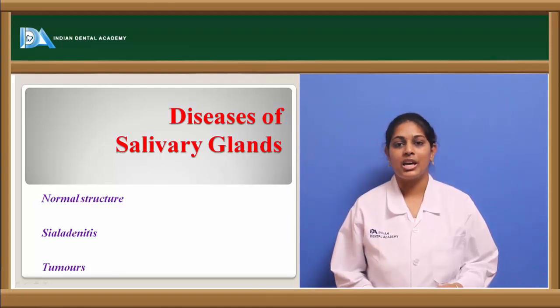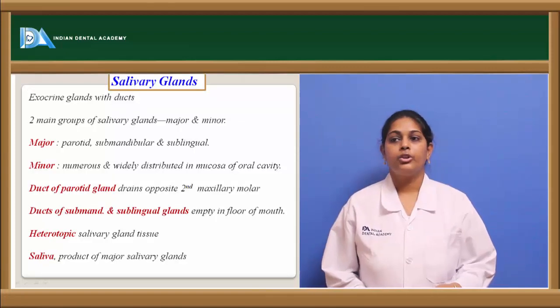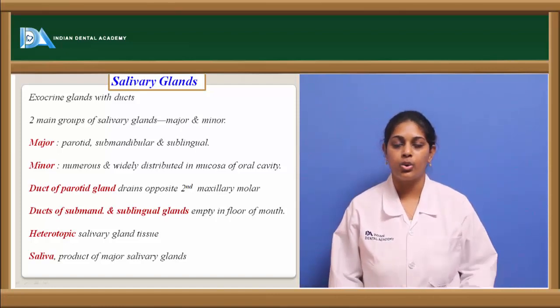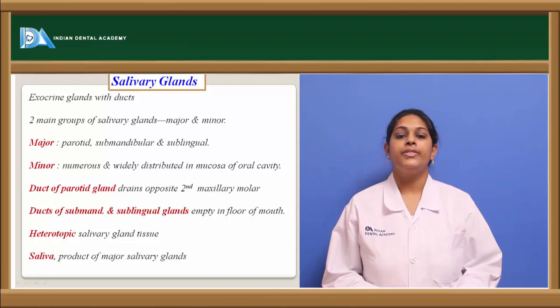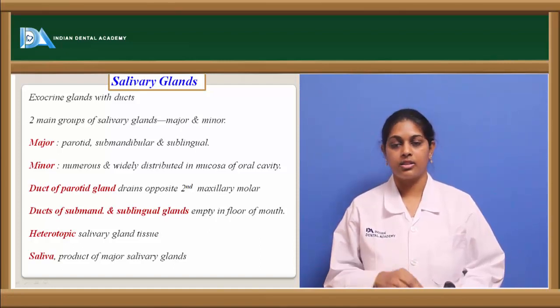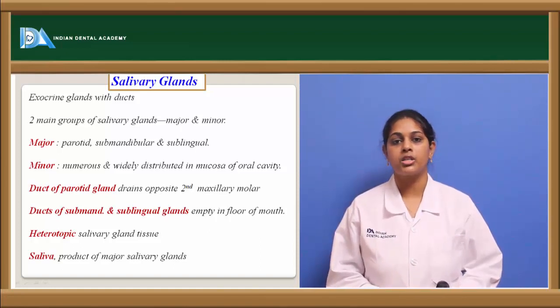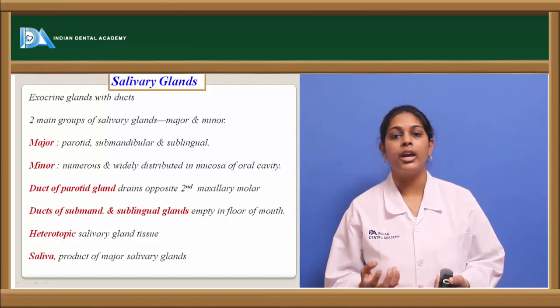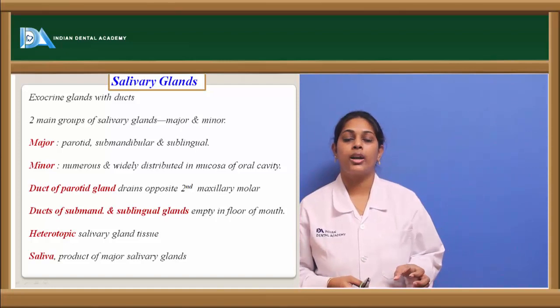Coming to the topic of salivary glands. Salivary glands are known as exocrine glands because they synthesize certain products within the glands, and they secrete them through the ducts into the epithelium. So they are known as exocrine glands.